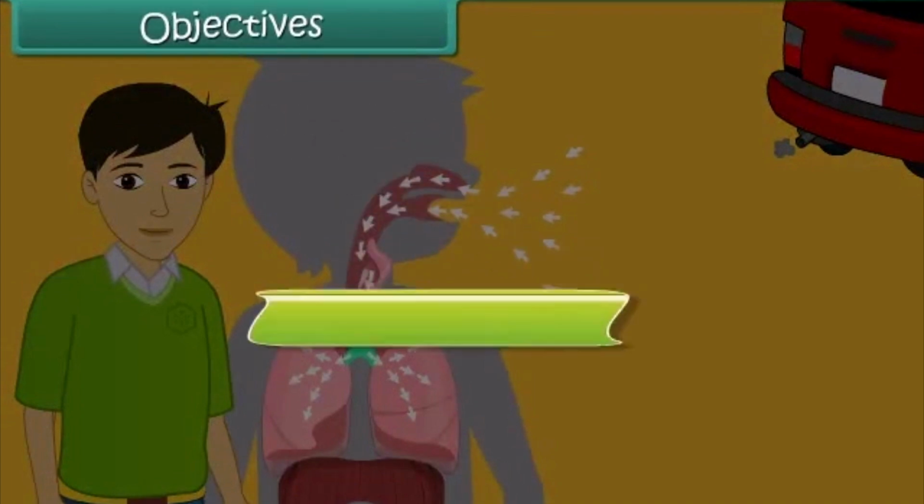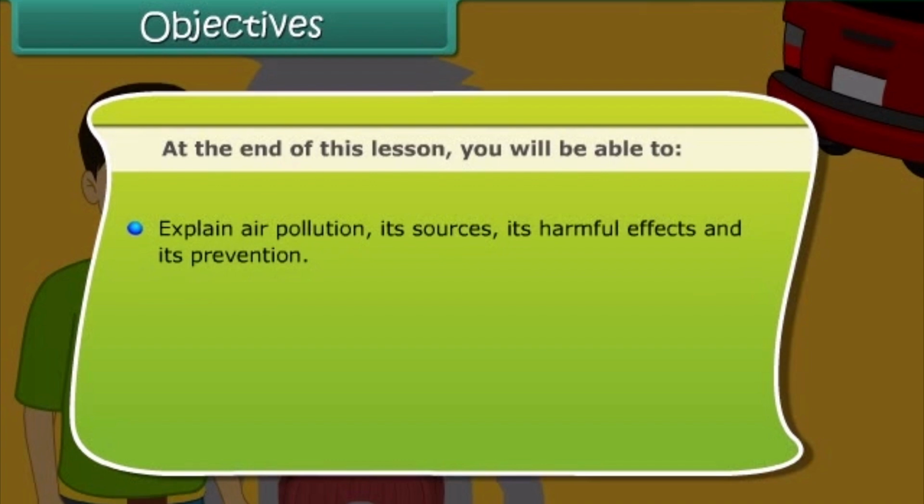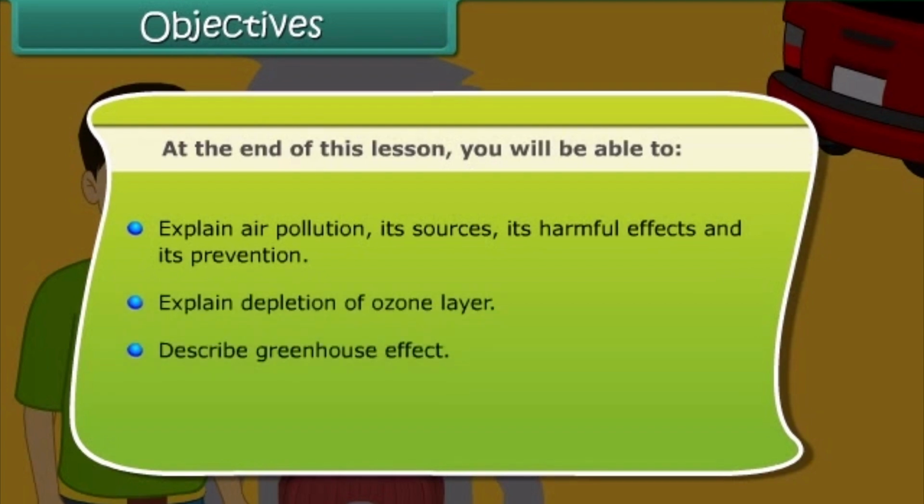Objectives. At the end of this lesson, you will be able to explain air pollution, its sources, its harmful effects, and its prevention. Explain depletion of ozone layer. Describe greenhouse effect. Explain the formation of acid rain.